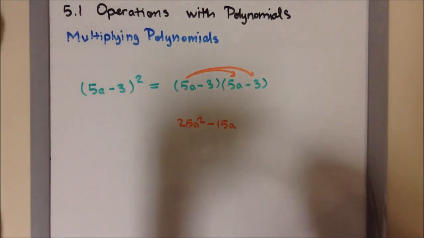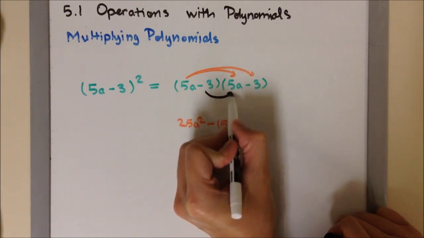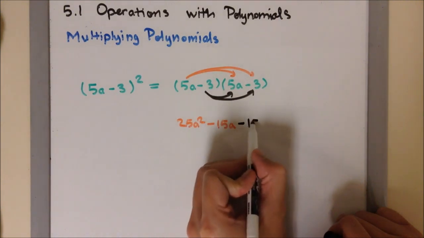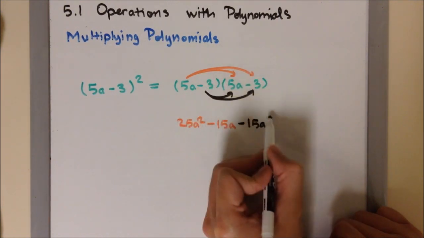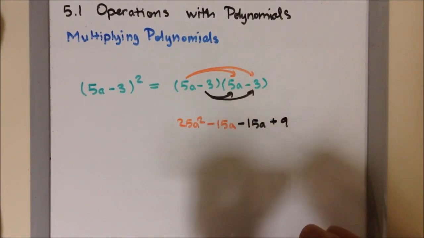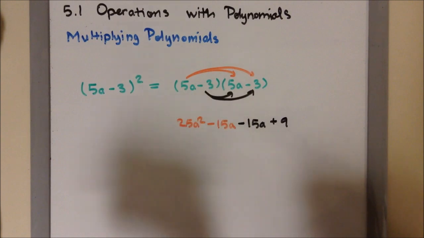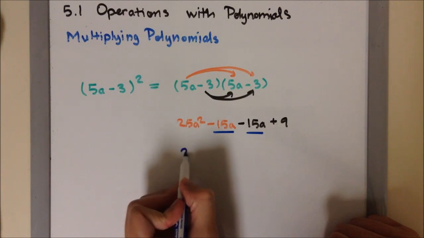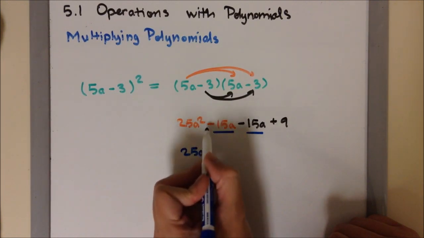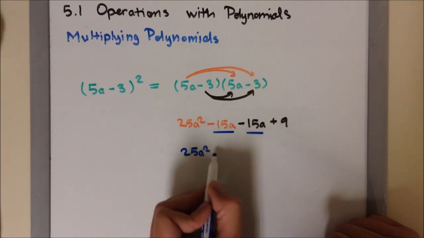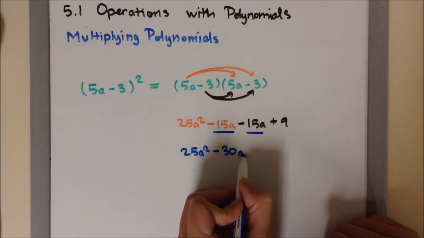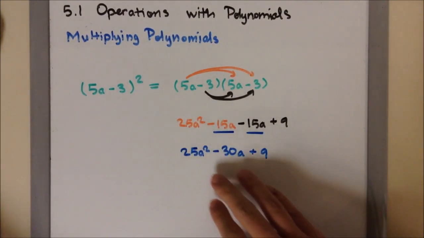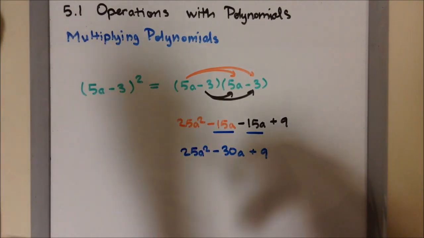Now the second half of FOIL, negative 3 times 5a, and negative 3 times negative 3. Negative 3 times 5a would be minus 15a. Negative 3 times negative 3 will be positive 9. Alright, finish with the FOIL. Combine like terms. So it will be 25a squared. Combine negative 15a with minus 15a would be negative 30a. Bring down the plus 9. So finish combining like terms, and my terms are in order. Then this is my final answer.